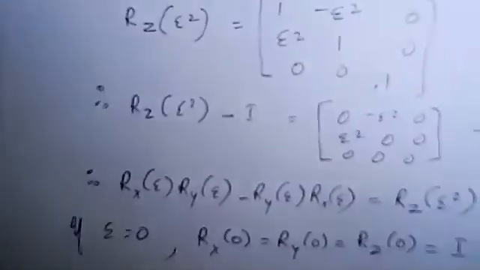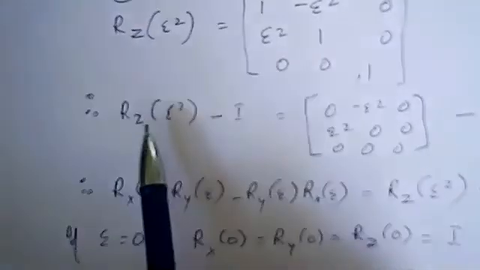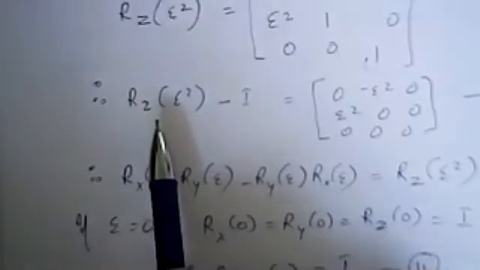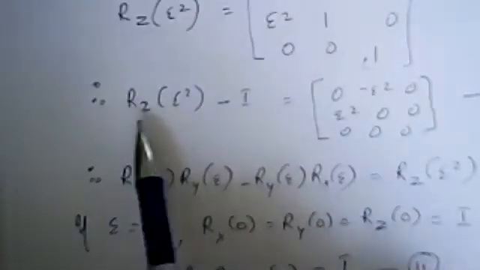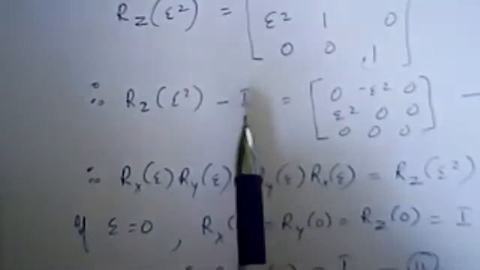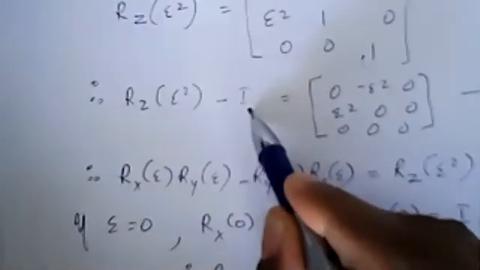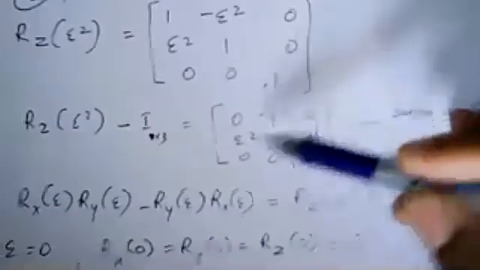Now you can see that this is nothing but R at epsilon square. Therefore you subtract a unit matrix I from R at epsilon square. Subtract the unit matrix 1, 1, 1. So R at epsilon square minus I, where I is a unit matrix of order 3 by 3. So these diagonal elements 1 all become 0, and you get minus epsilon square and epsilon square.